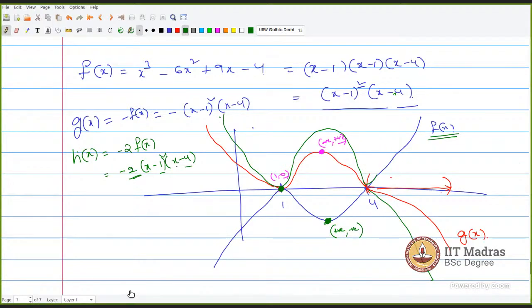Sir, option number 2. Question number 2. g has 2 turning points and the y coordinate of only 1 turning point is positive. Yes, sir. Here both are positive, no, sir? The y coordinate? One is positive, the other is 0. So what is the y coordinate of this particular turning point?